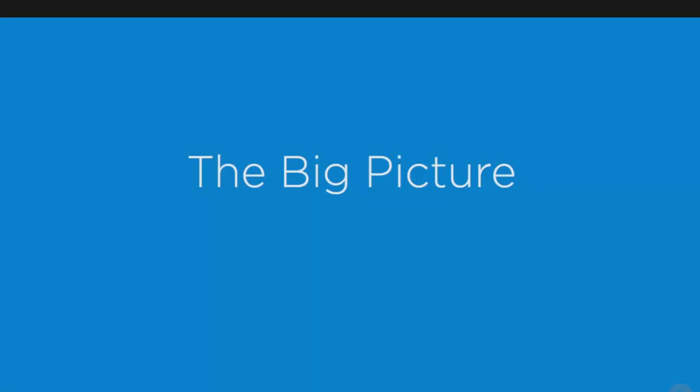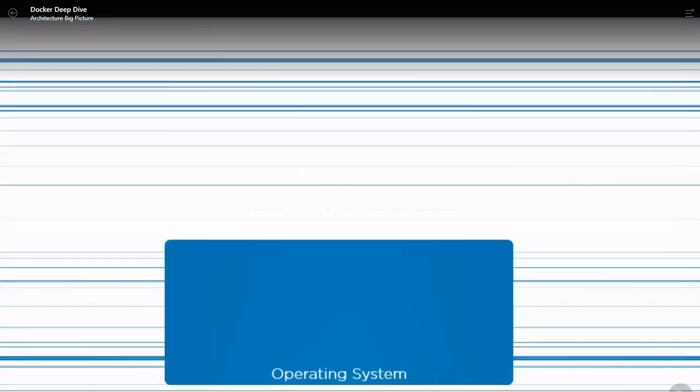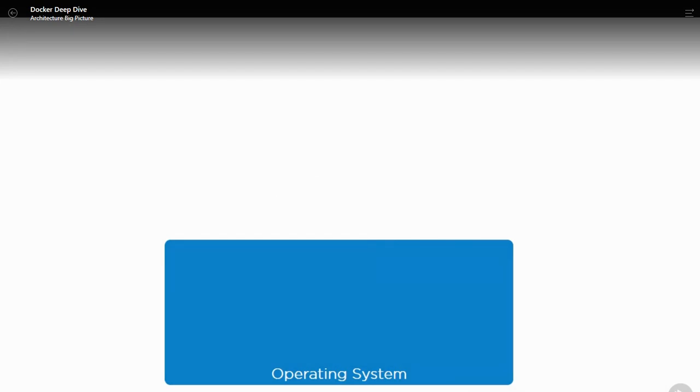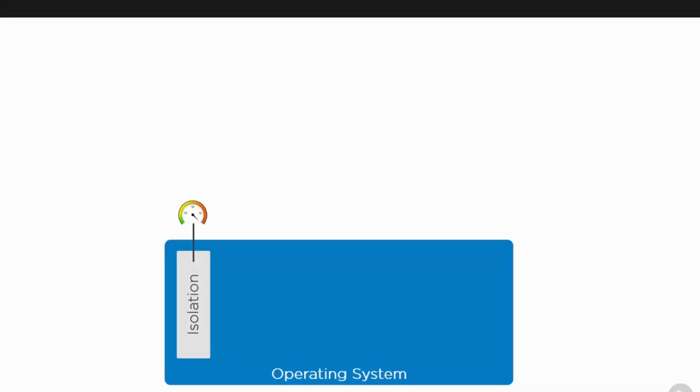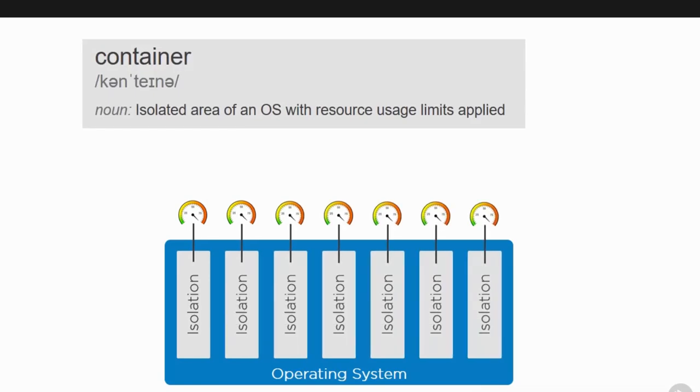So, the big picture. This module's really about two things: the low-level kernel stuff that we use to build containers, and the Docker engine stuff that makes it all easy. So starting out with the kernel stuff, all a container really is is a ring-fenced area of an operating system with some limits on how much system resource it can use. And that's it. That is a container definition right there. Okay, obviously we can have more than one, and I know it's a really simplified definition.